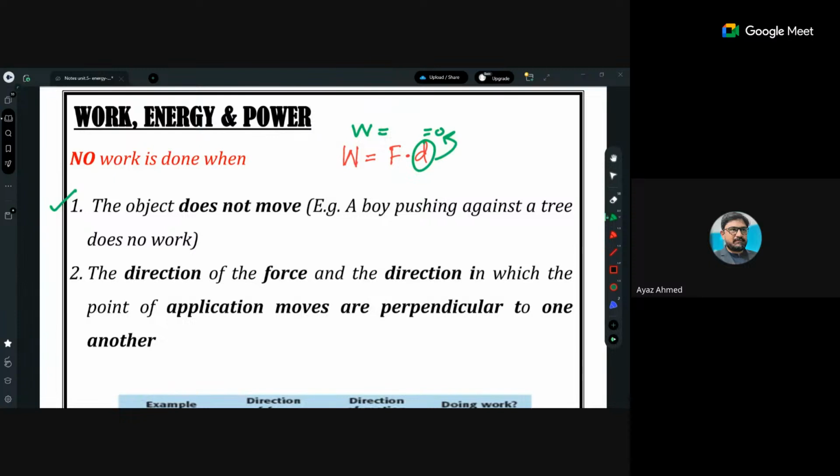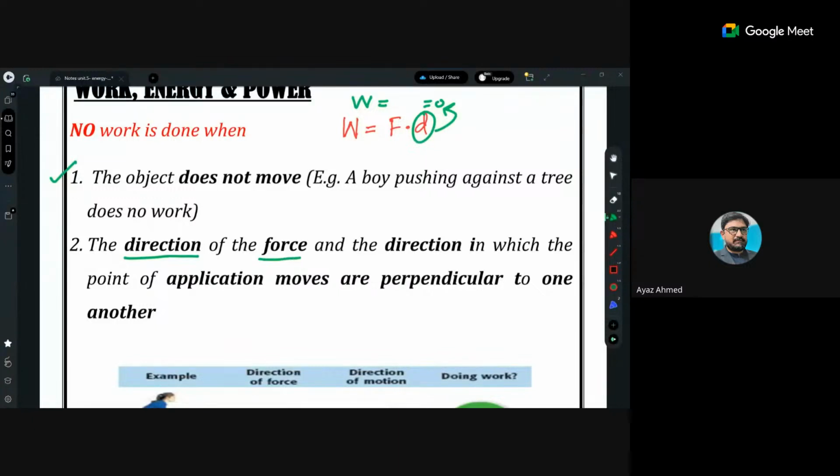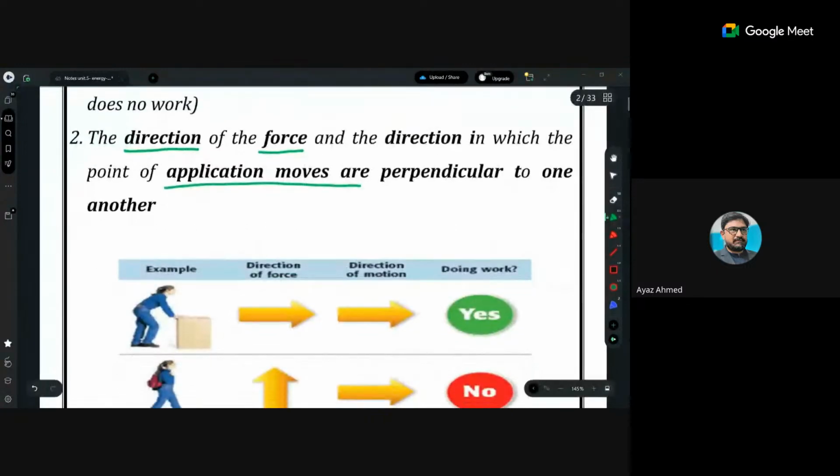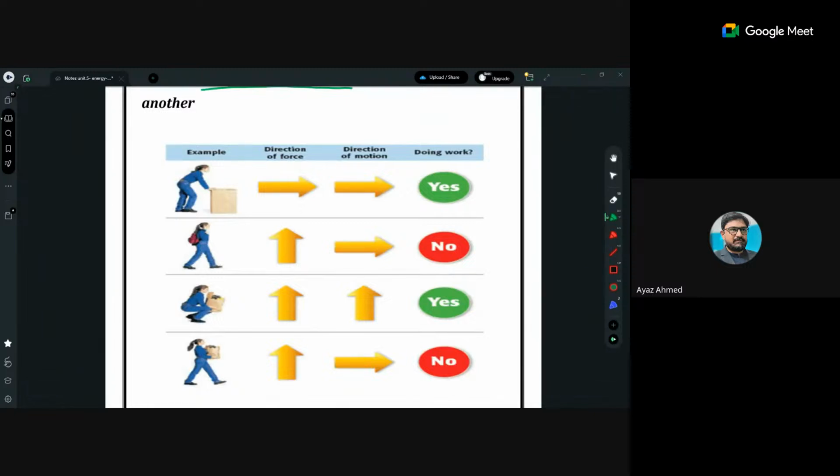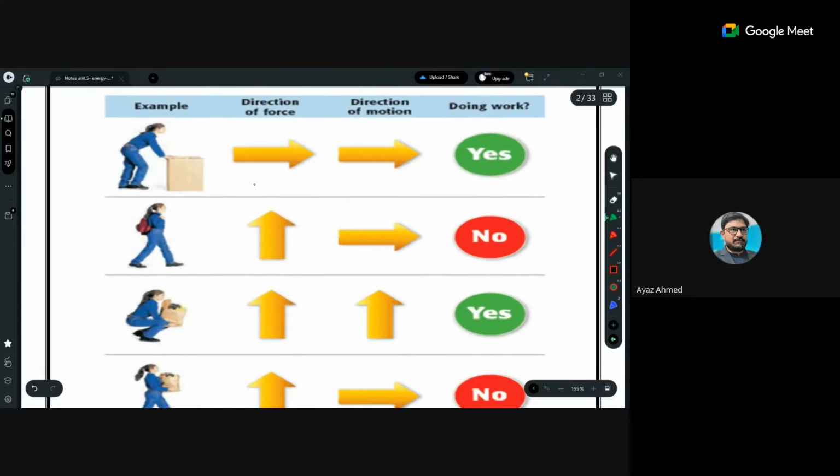Second, very important condition: when the direction of force and the direction of displacement are perpendicular to each other. Perpendicular to each other means, here are some examples. For example, this student is applying some force on this box, and the box is pulled through a distance. So it means she is doing some work. But she is lifting a bag, check, the force applied on the bag is upward, but she is traveling in this direction, so both are at 90 degrees to each other, right?